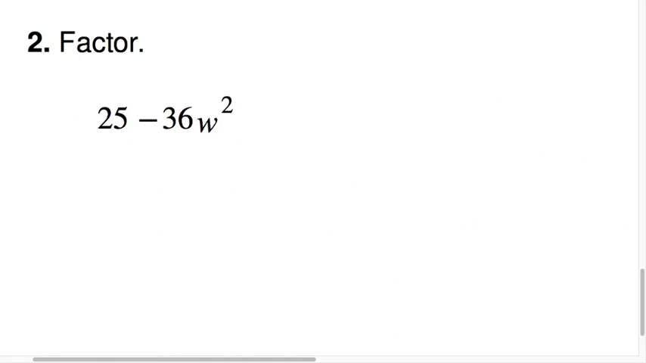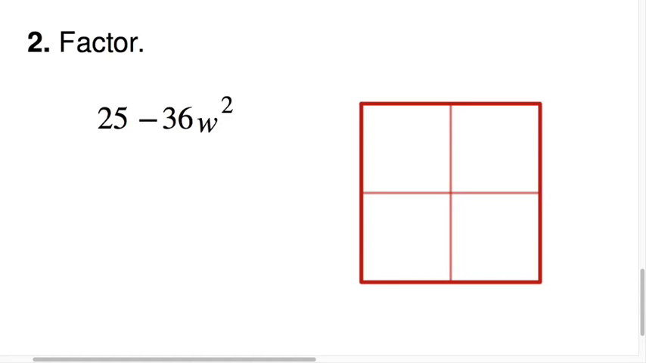So problem 2 asks us to factor 25 minus 36w squared. And this is an expression that looks considerably different than the ones that we've previously tried to factor.